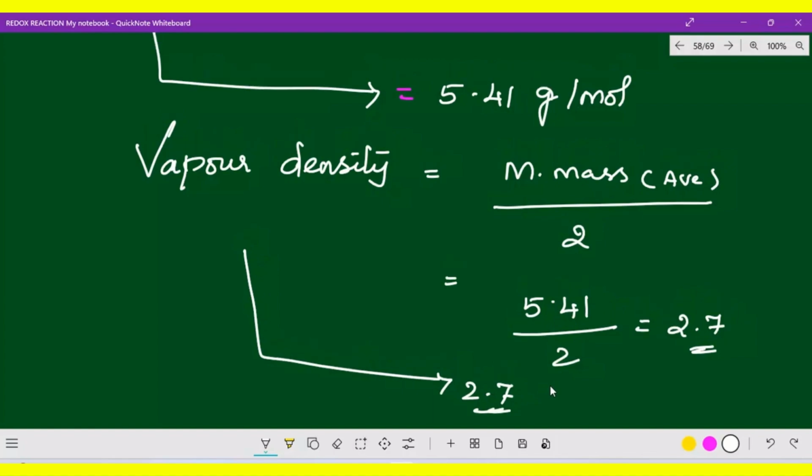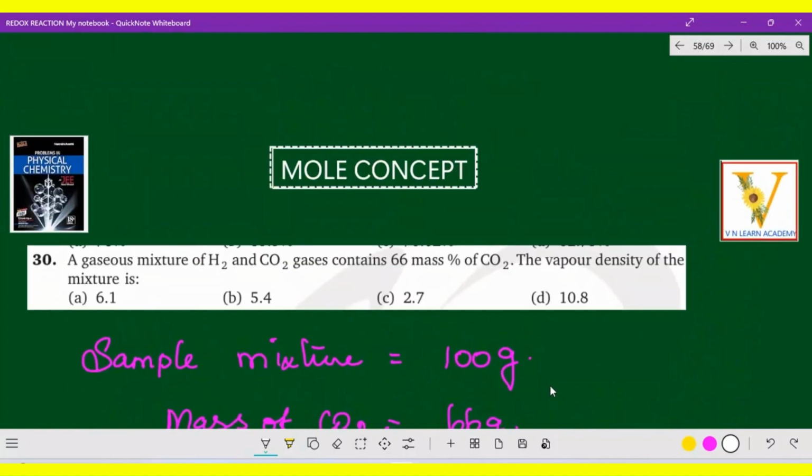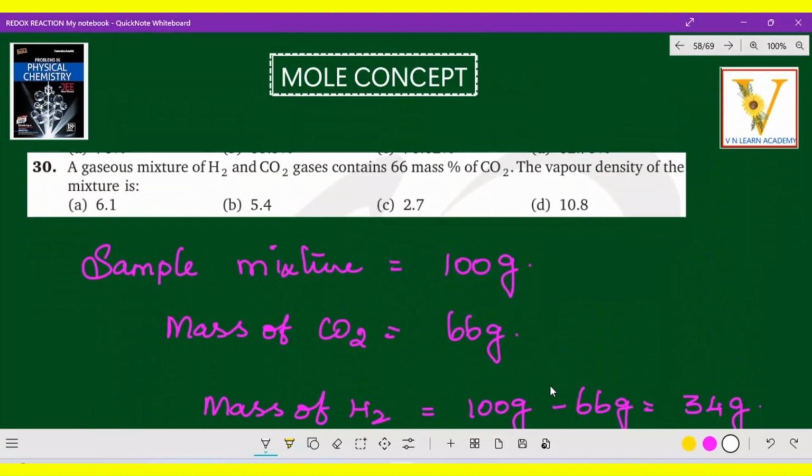I hope you got the clarity on how to deal with this question. Which is the correct option? 2.7. Yes, we got it. This is like empirical formula and molecular formula, how to deal with it. Here also the same idea: take a sample from that mixture, and then deal with the carbon dioxide and hydrogen in that way, 100 gram, in that 66, 100 minus 66, right? I hope you got the clarity now. Option C is the correct option.